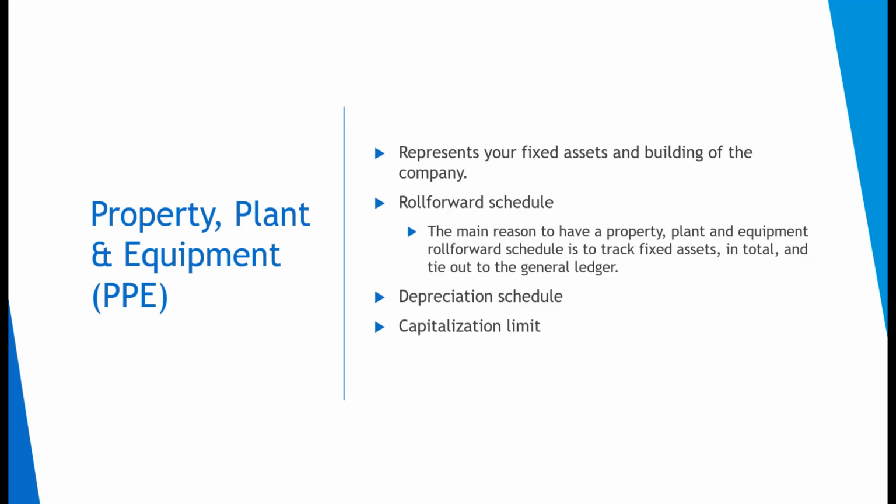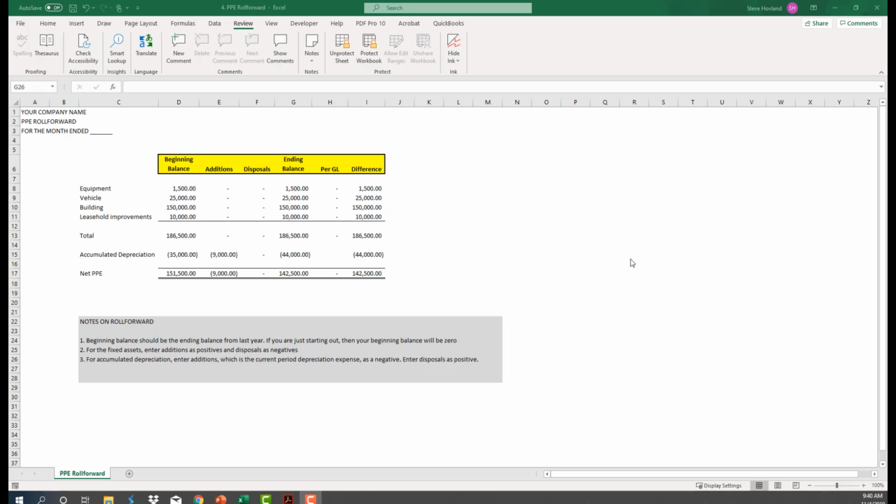So let's go ahead into the roll forward template. So here is a roll forward schedule. Now, let's go over the higher level on this, and then we'll dive down deeper into it. So a roll forward schedule is literally that. You take whatever your beginning balance was at the beginning of the year, then you add in your additions and disposals, i.e. you sold the asset, and your ending balance, then you drop in your GL balance.